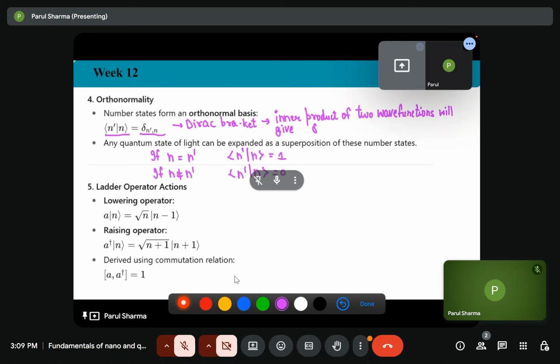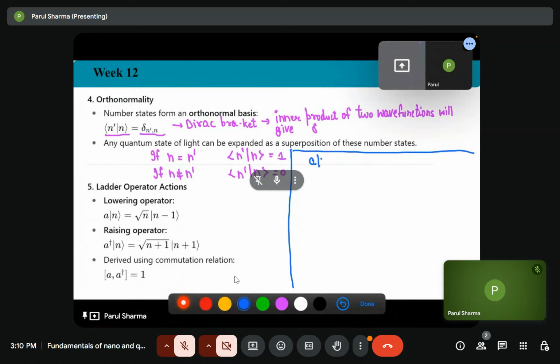Now let's consider the ladder operator operating on a number state. We found out that any quantum state of light can be expanded as a superposition of these number states. Now we are applying the ladder operator, which will operate on a number state.